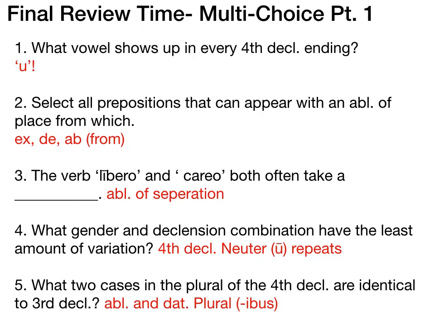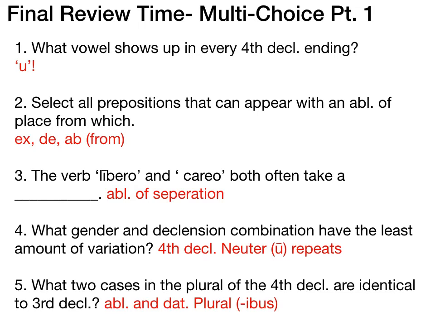Number two, select all prepositions that can appear with an ablative of place from which. That's not something we talked about too much in chapter 20 because of time constraints, but this is just when something is coming from some place, and the place is ablative. And so we can literally use any of the three prepositions that we have that can mean from, we can use any of those with this ablative. I know it's weird, right? So this will be one where there are four options, and you're going to want to select e, de, and ab, and then the fourth option will be something like sine, and you don't want to pick that because it's not right.